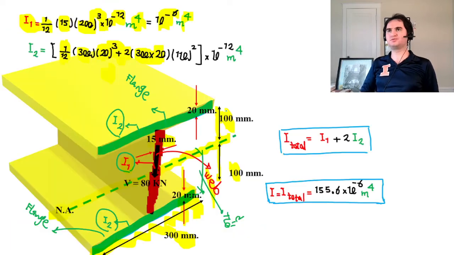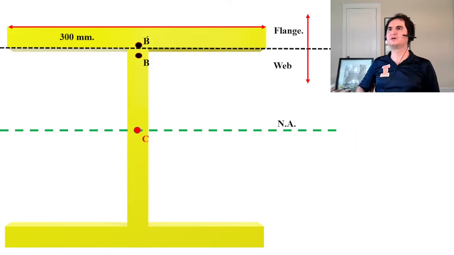It just gives you the numeric value. If you add I1 plus 2I2, which is I total, that's I1 plus 2I2, the web plus two flanges, it gives you I, equal to I total, which is 155.6 times 10 to the negative 6 meter to the power of 4. That's just the calculation of the moment of inertia for the shear equation. And let's see what we have here.